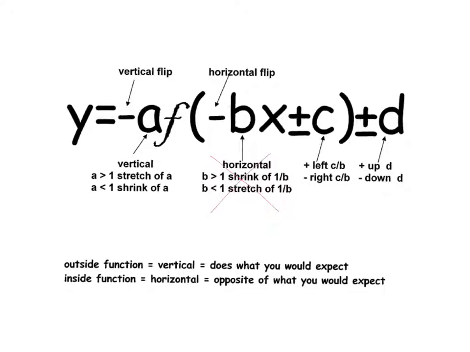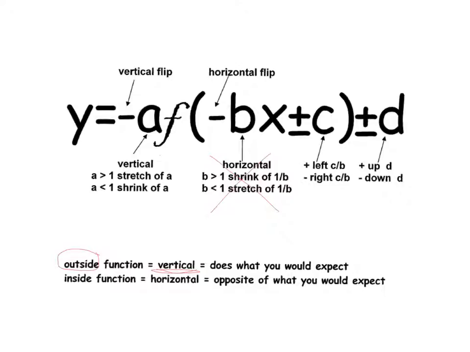So the A, B, C, and D will be numbers that can be used to alter your parent graph. And so it's good to identify the A, B, C, and D for each problem. Things that happen to the outside of the function are vertical, and they do what you would expect. So when you look at A, it says vertical, and if A is greater than 1, it stretches. If A is less than 1, it shrinks. So a big number stretches, a small number shrinks.